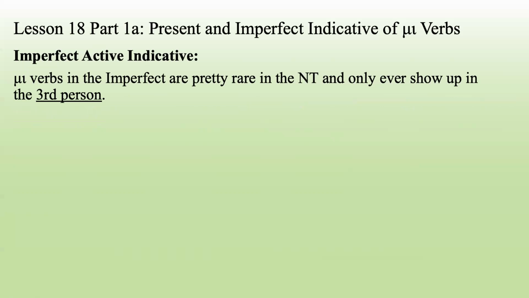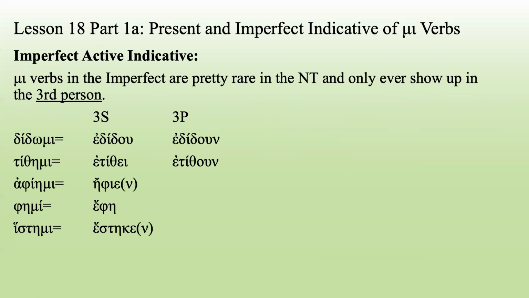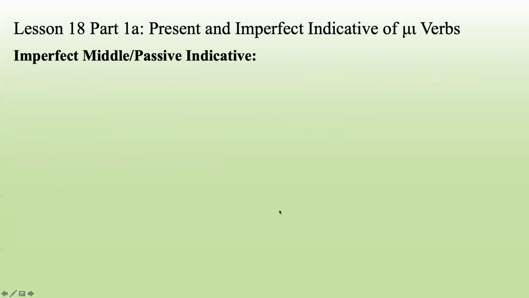Imperfect active indicative. μι verbs in the imperfect are pretty rare in the New Testament and only ever show up in the third person. So here are the various forms that you will encounter in the New Testament. You can take a look at them. They are a little bit weird looking. You do note there is an augment at the beginning there. Then you can see those ουν endings for the third plurals. The third singulars do end up looking quite different, though. Pretty much if you run into one of these, you'll probably look it up in a dictionary.